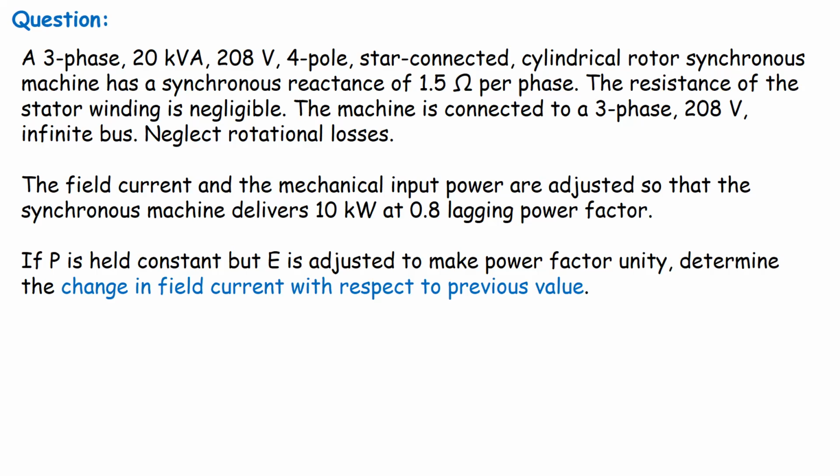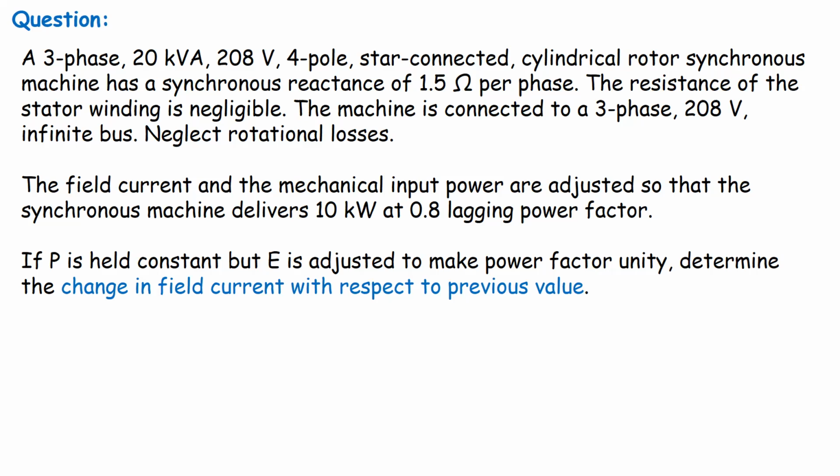If the real power P is held constant at 10 kilowatts, but the excitation E is adjusted to make the power factor unity, determine the change in field current with respect to its previous value. So this is the question.